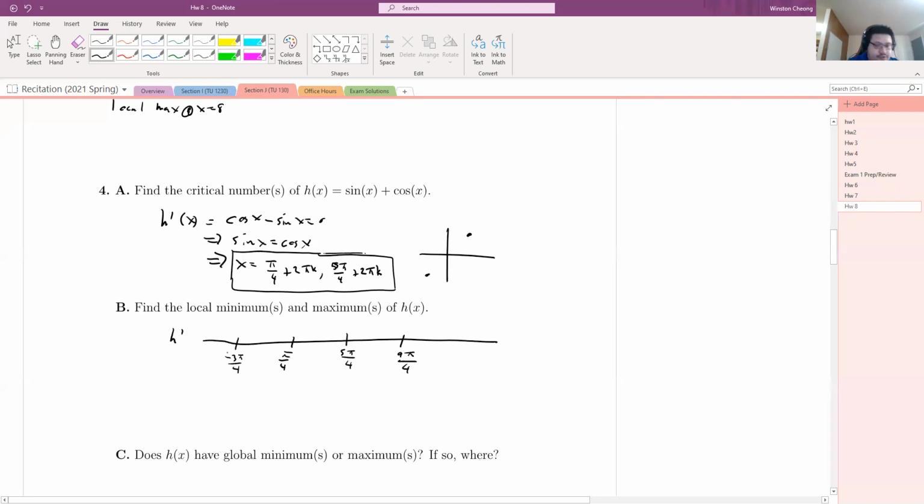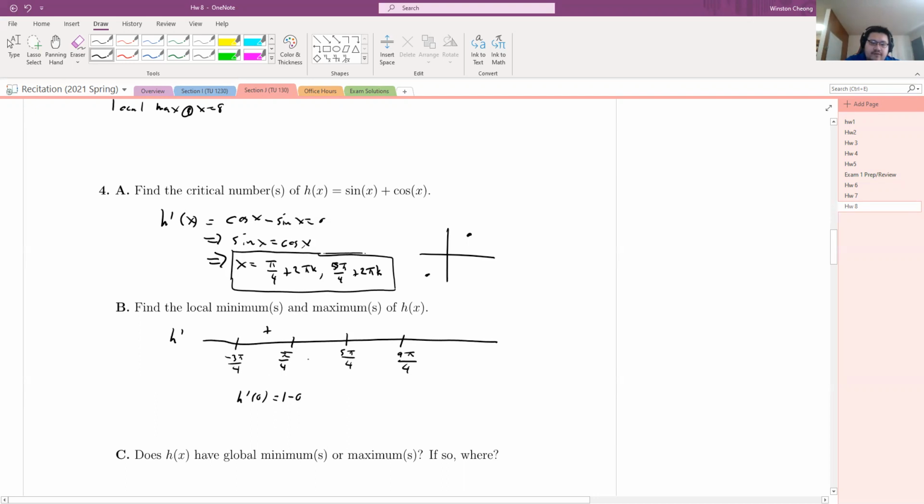Okay, and with this many, it should be more convincing. Now we pick values. Here we basically just need to pick values because it's not that possible to analyze the behavior of the derivative function. So we want to pick a value between negative 3 pi over 4 and pi over 4 and plug that into h prime. A decent value would be 0. So we plug 0 into my derivative function. Cosine is going to give me 1, sine is going to give me 0. So I get a positive value.